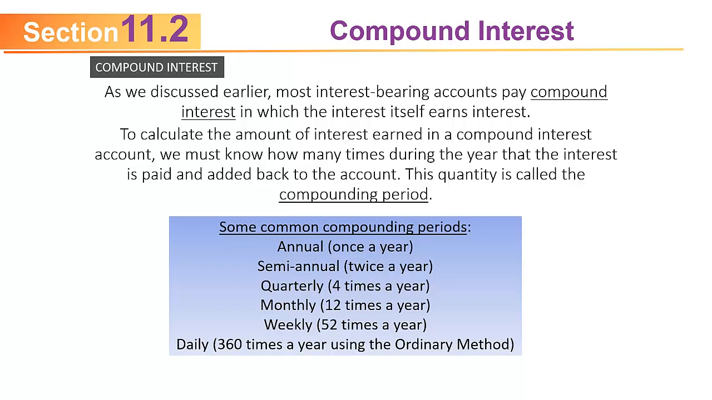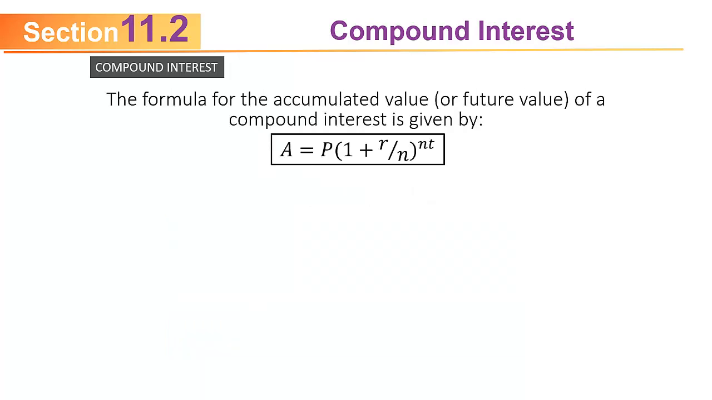Remember in the last discussion we talked about using the ordinary method most of the time when we talk about daily interest rate. I won't derive the formula for compound interest, but I will give it to you. This is it. The formula for the accumulated value, or sometimes we call that the future value, of compound interest is given by the formula capital A is equal to capital P times the quantity, which is the sum of 1 plus r divided by n, raised to the power of nt.